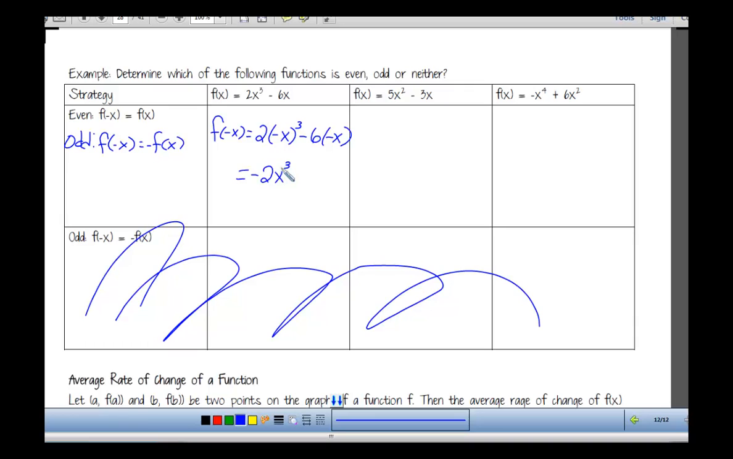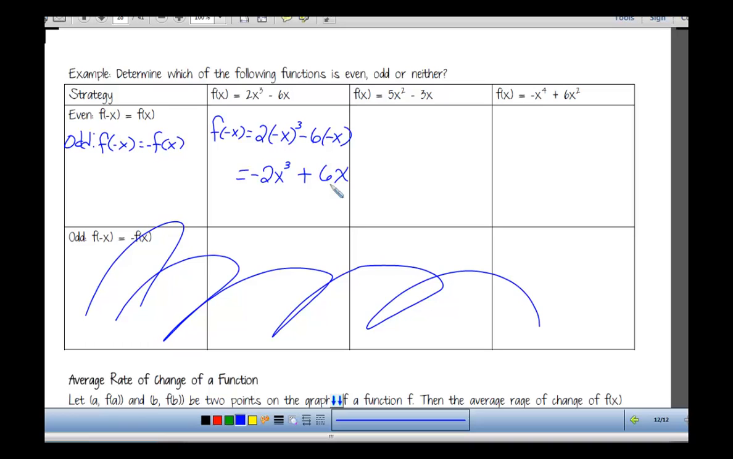We still got the cube part. Okay, we had to distribute it. Negative x cubed is the same thing as saying negative 1 cubed times x cubed. Or the cube could go on the outside. So we still have the negative, and we had to still cube the x. We didn't get rid of that yet. So we got negative 2x cubed plus what? Plus 6x. Now, the question is, how does this compare to what we started with?